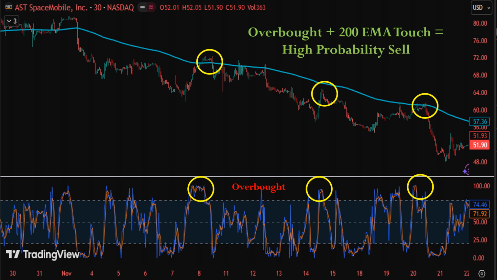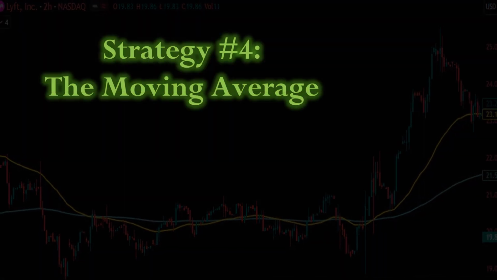But if you love explosive moves, strategy number 4 is for you. The fourth strategy is the moving average squeeze.